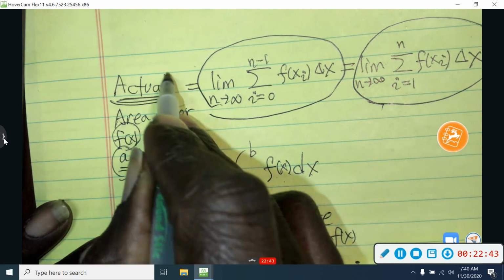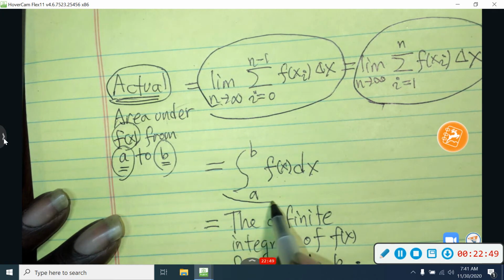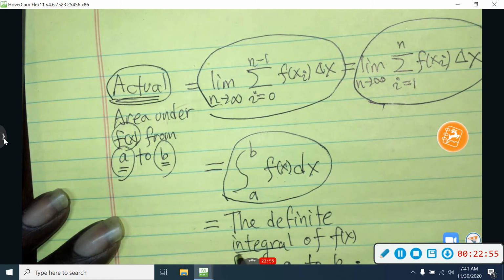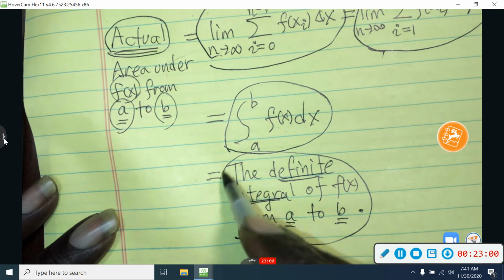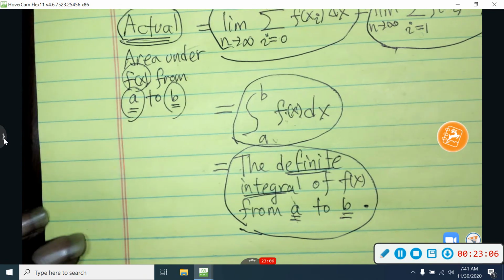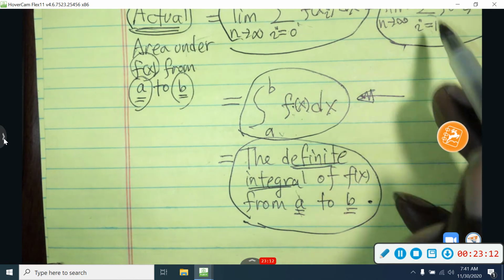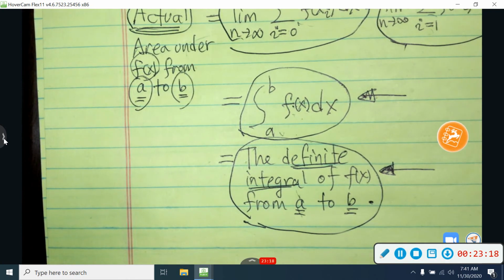The actual area, you'd have to do this infinitely often, right? And that's now just called this notation. And in words, it's called the definite integral of f from a to b. So you need to remember these. We've just introduced this because you get tired of writing the limit, and then verbally we gave it a name. That's it.